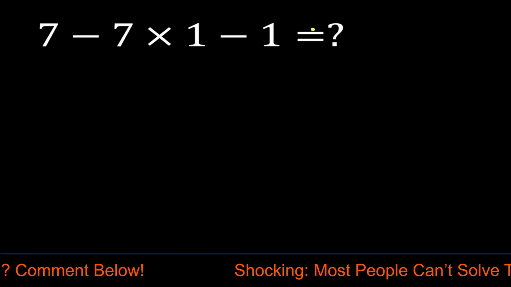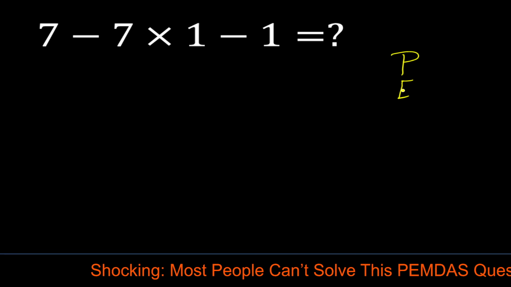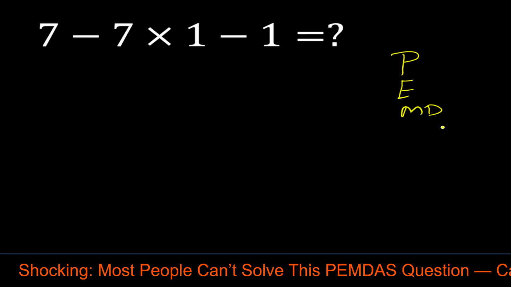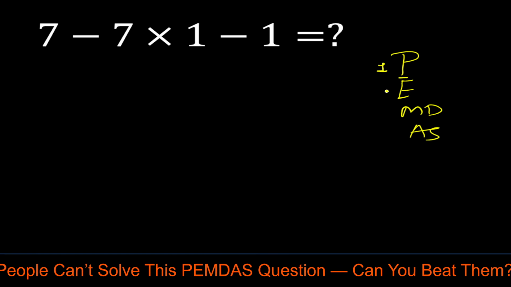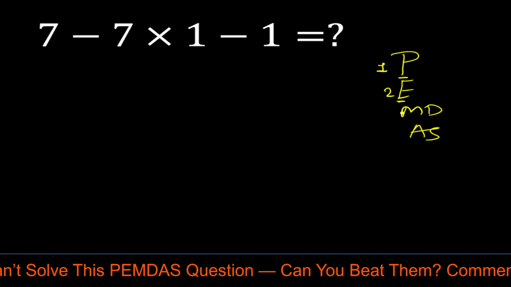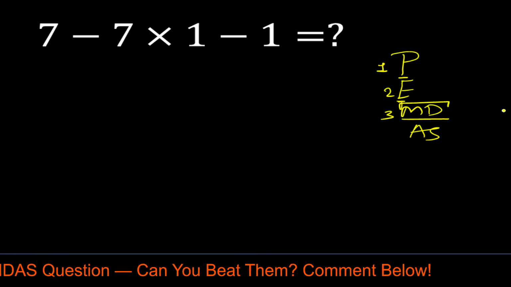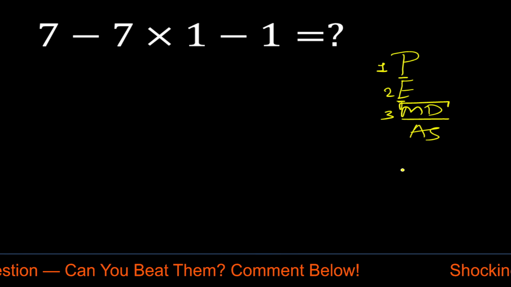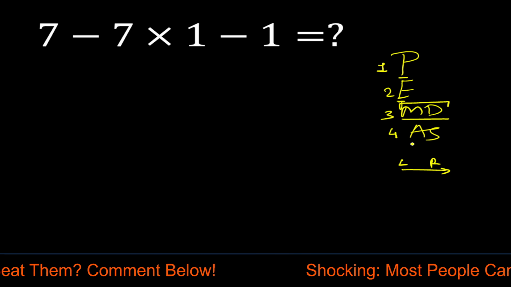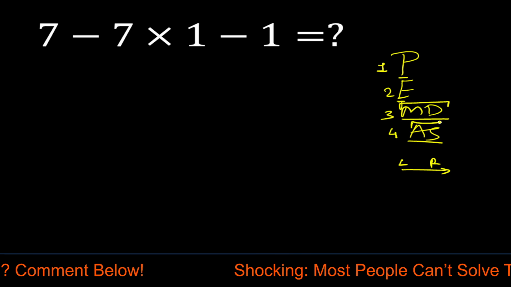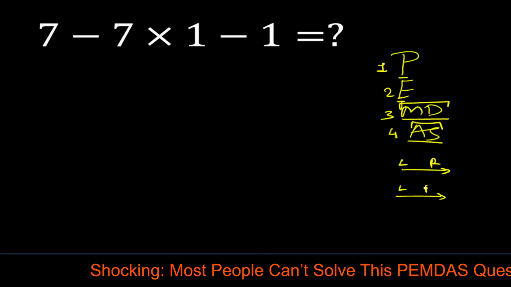So now let's solve this problem correctly by using the PEMDAS rule, right? PEMDAS. According to the PEMDAS rule, first priority is parentheses, then second priority is exponents, then third priority is multiplication and division. Here multiplication and division both have equal priority, so we have to solve from left to right. Then fourth and last priority is addition and subtraction. Also addition and subtraction both have equal priority, so we have to solve from left to right.